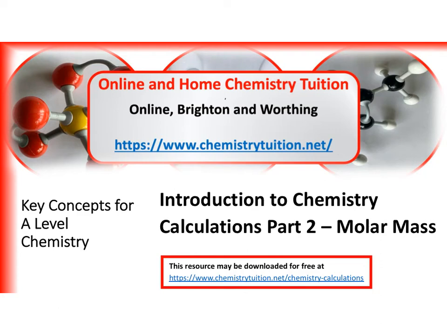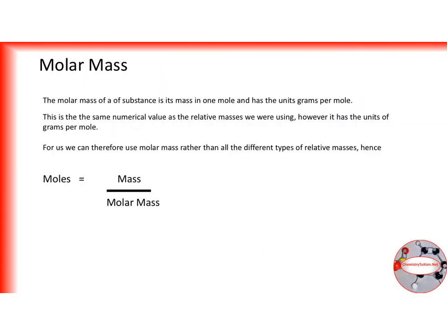Before we move on to gases, I just wanted to go through, first of all, the term molar mass, and also I think a little bit more about what we mean by a mole of a substance. So the term molar mass is the mass of a mole of a substance. It's very similar to relative atomic mass, relative molecular mass, relative formula mass. It has exactly the same numerical value. You work it out in exactly the same way. It's just it has units of grams per mole.